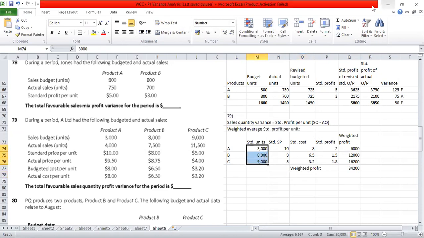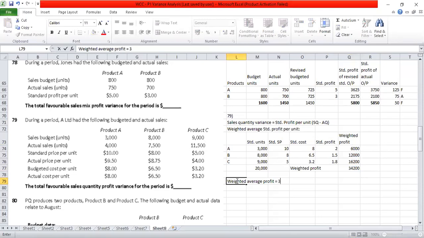Let's find out what is the weighted average profit. The total number of units are 20,000. Weighted average profit is equal to 34,200 divided by 20,000 total number of units, which is equal to 1.7 per unit. So let's substitute the values here. Sales quantity variance.